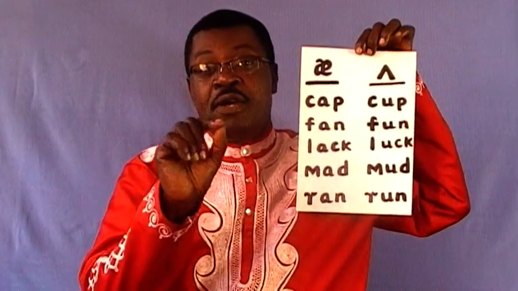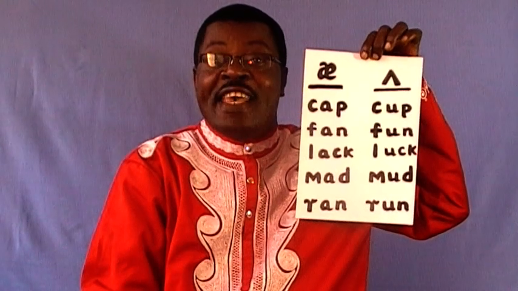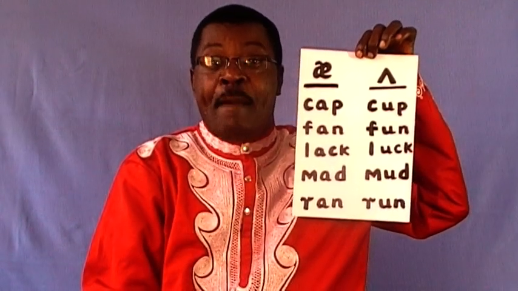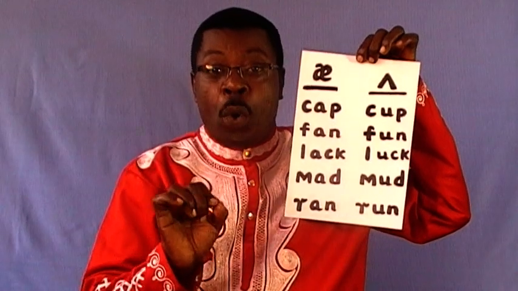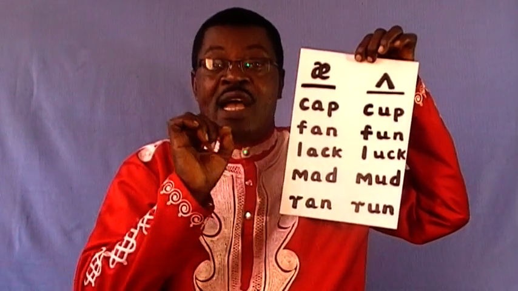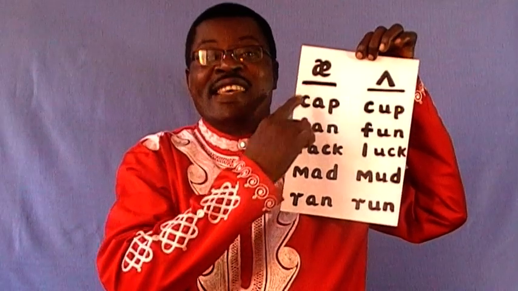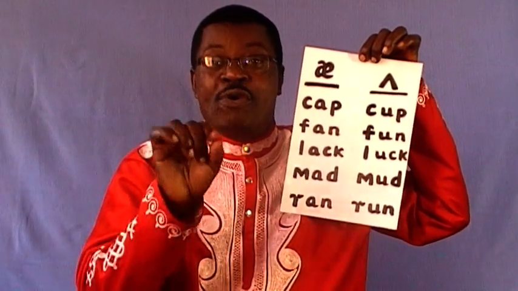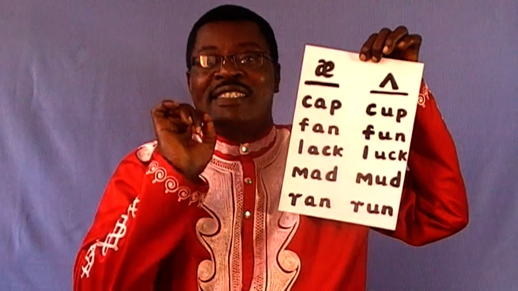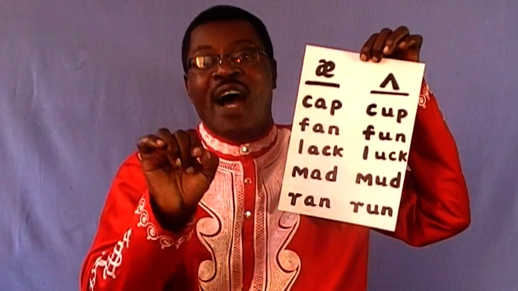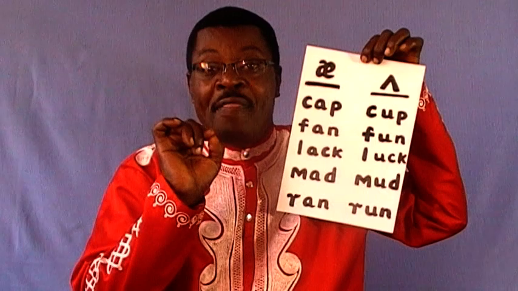Now, the first pair, tricky. The first part, C-A-P, you say cap. But C-U-P, you say cup. So, we have the low front sound A and the mid central sound A. So, C-A-P has that low front sound A. But C-U-P has the mid-central sound A. So, when we are going through the confusing words, I know it will help you to understand what I'm talking about. So, let's now go through the list itself.